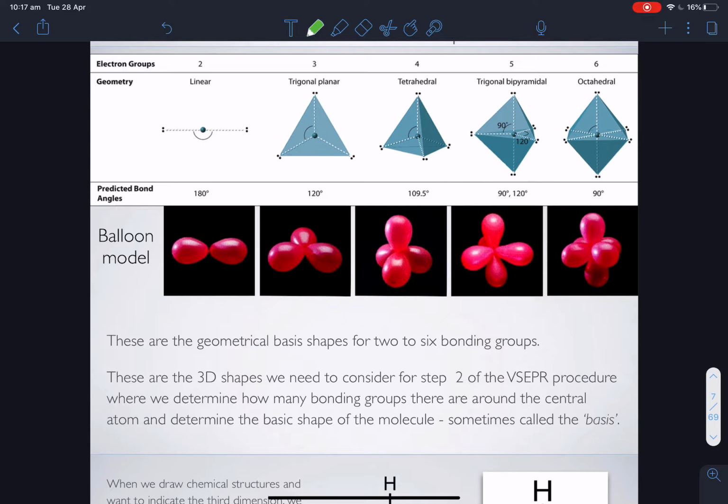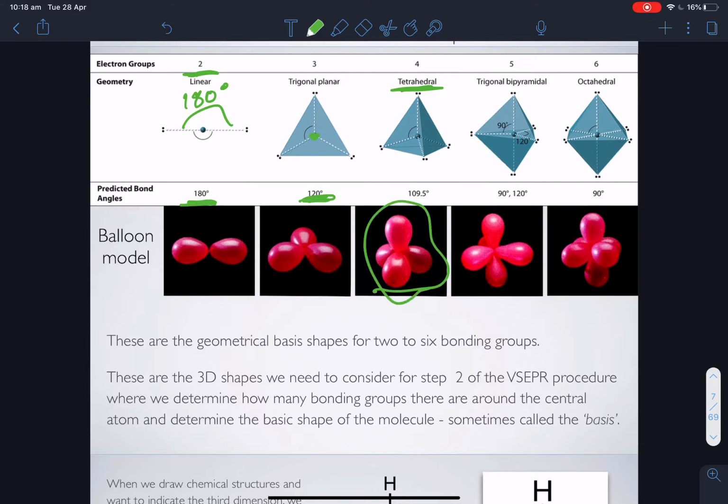Okay, so if you've got two bonding groups around the central atom, they're going to be 180 degrees apart. Predicted bond angles, 180. If you've got 3, they're all going to be in the same plane, and they're going to be 120 degrees apart. They're equally pushing away from each other around this central atom here. Once you get 4, it pushes the 3 original down, and you get this kind of pyramidal shape or tetrahedral shape. Tetra means 4. A tetrahedral shape. And that was the basis for water back there.